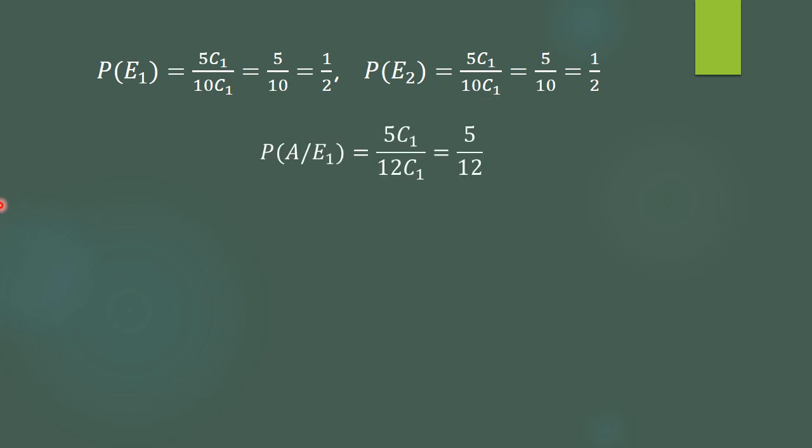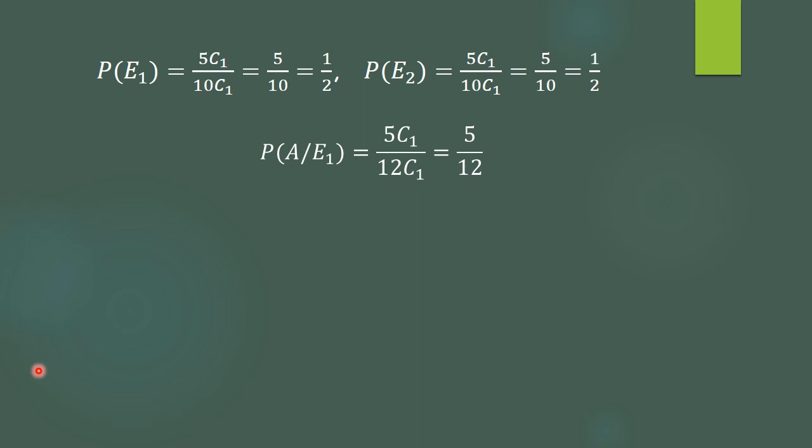We will calculate now A given E1. A was the event that in the second draw we get the red ball, given that in the first draw we got a black ball. As we got a black ball, we are going to add 2 more black balls. So the total will be 7 black and 5 red, that is 12. But red balls are 5 only. So its probability will be 5C1 upon 12C1, which is equal to 5 by 12.